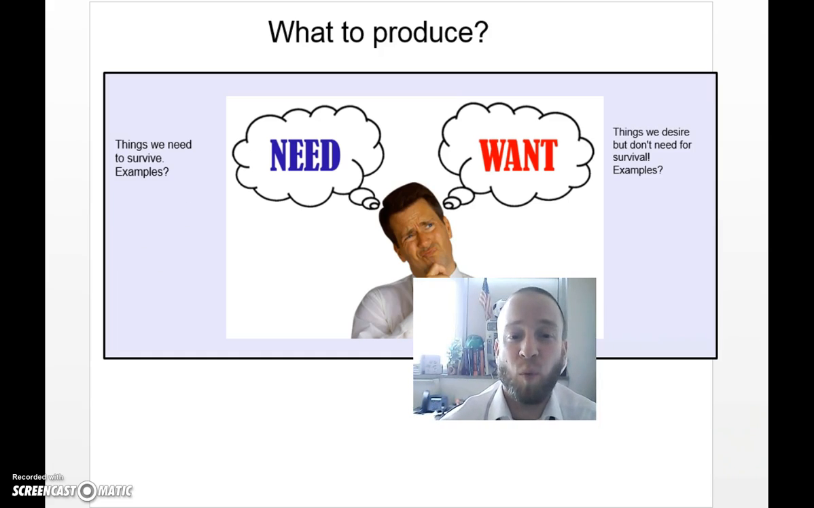Now, when we're talking about what to produce, we have to understand the difference between a need and a want. Okay, needs and wants. You'll hear lots of people, especially little kids in a store going past the candy aisle, tell their parents, "I need this, I need this." But they don't need the candy. That doesn't classify as a need in economics. That's a want, and we have to be able to distinguish between needs and wants.